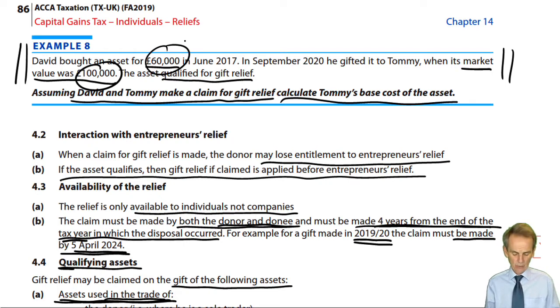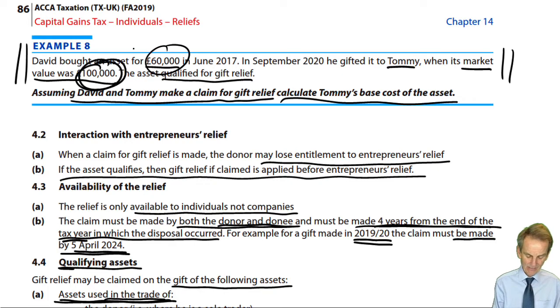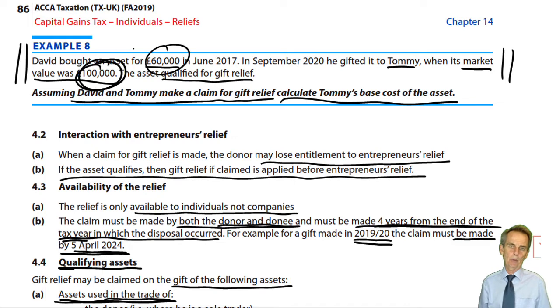And what do we defer it against? Tommy is the donee. Tommy would have received it at a market value of £100,000. But that £100,000 is then, of course, reduced by the gift relief. The gift relief of £40,000: 100 minus 40 takes us back to £60,000. You can see effectively what has happened there. Tommy has taken what was David's base cost of £60,000, thus making Tommy responsible for any future gain made on the future disposal of that asset. They are the ones who will be responsible. Okay.